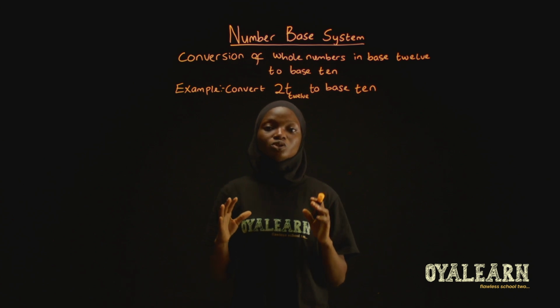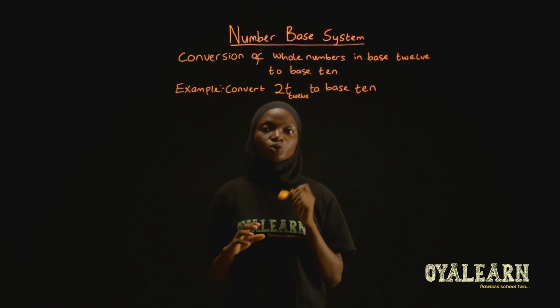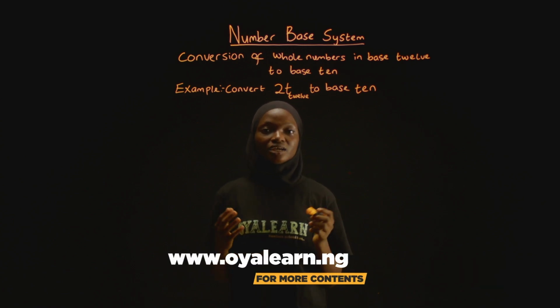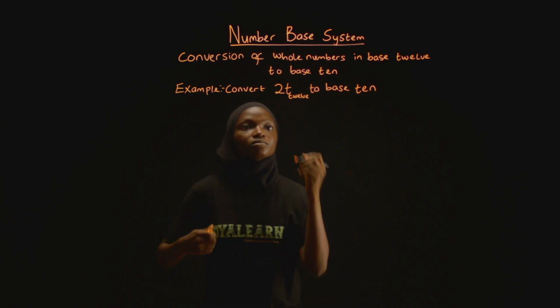Recall, the digits used in representing numbers in the base 12 number system are 0 to 9, t, and e, where the t represents the digit 10 and e represents digit 11. So we'll be making use of that here. Solution.